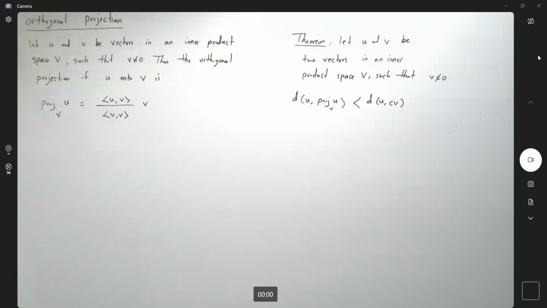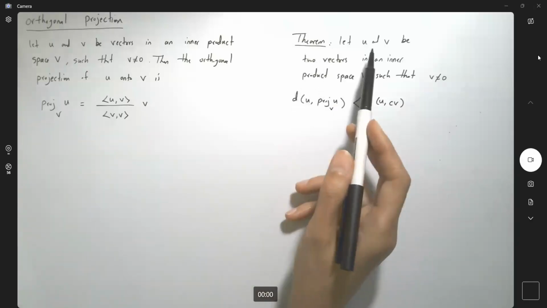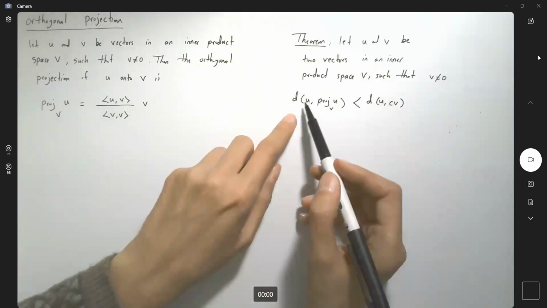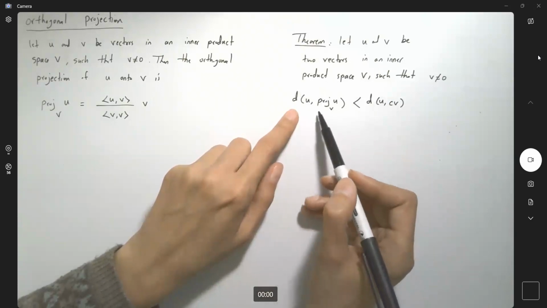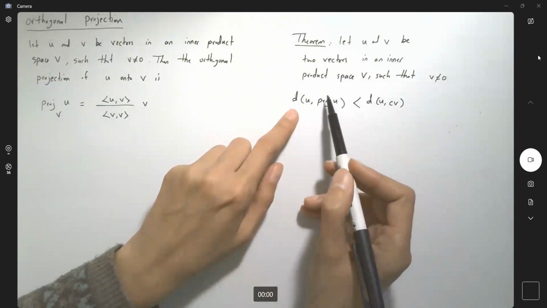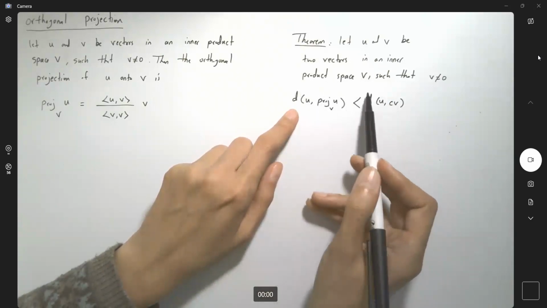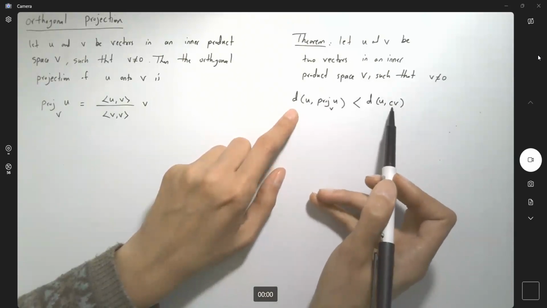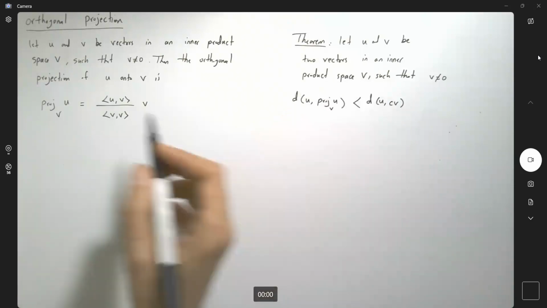We talked about orthogonal projection, and we have a nice theorem. The theorem says that the distance between the vector u and the projection of u over v is always less than the distance between u and any scalar multiple of v.